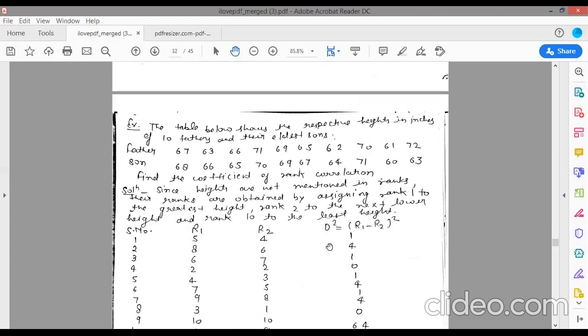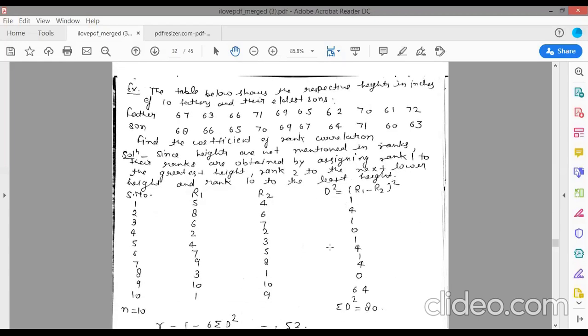Now there is another example. So the example is here.